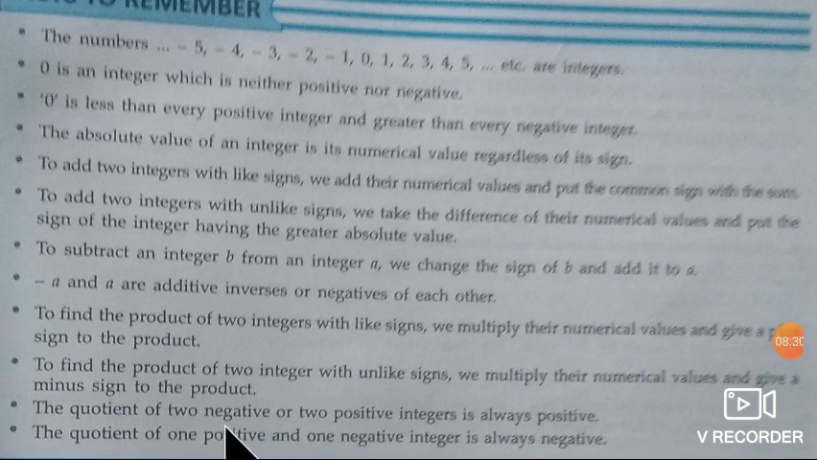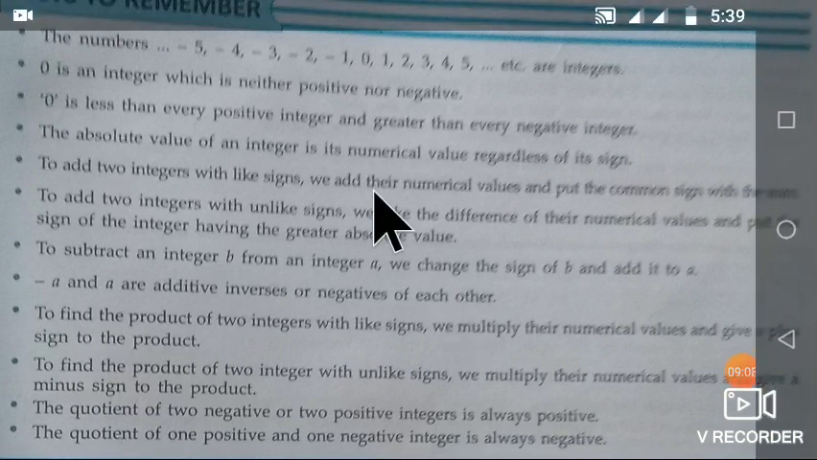Next, the quotient of two negative or two positive integers is always positive. It means if we divide -3 by -1, its quotient is positive, and if we divide 4 by 2, then it becomes positive. The quotient of one positive and one negative integer is always negative. If we divide -4 by 2, then the quotient is -2. And if we divide -3 by 1, the result is -3.